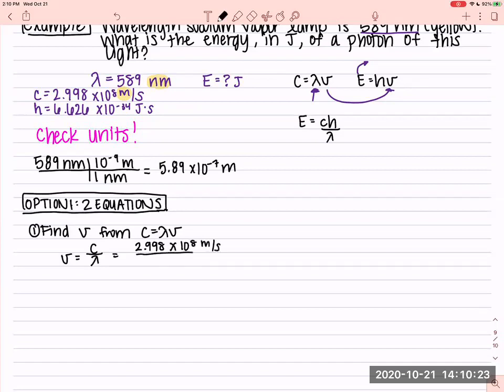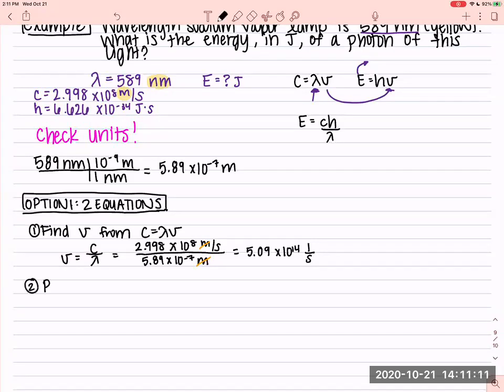Meters per second over, use my meters that I found. Our meters are going to cancel, and we're going to be left with 1 over seconds, which is hertz, which is our frequency. So that's good. Make sure that when you're plugging this into your calculator that you're using correct scientific notation, formatting, and you should get 5.09 times 10 to the 14, 1 over seconds, or hertz, or inverse seconds, but leaving it 1 over seconds is fine. That's more helpful to see what your units are doing here.